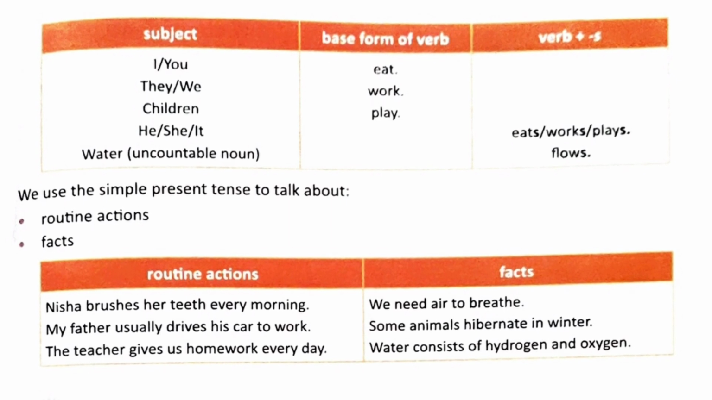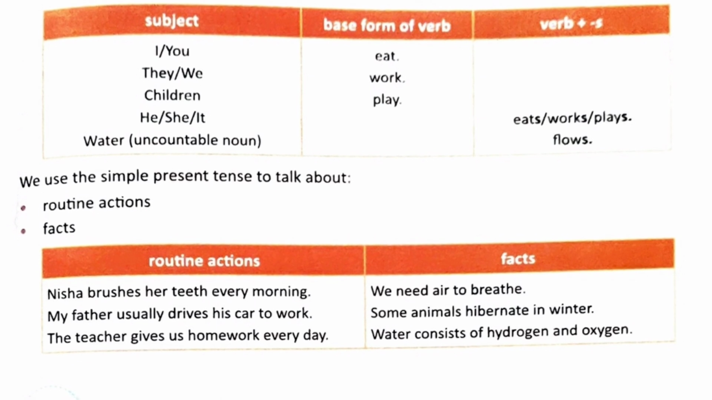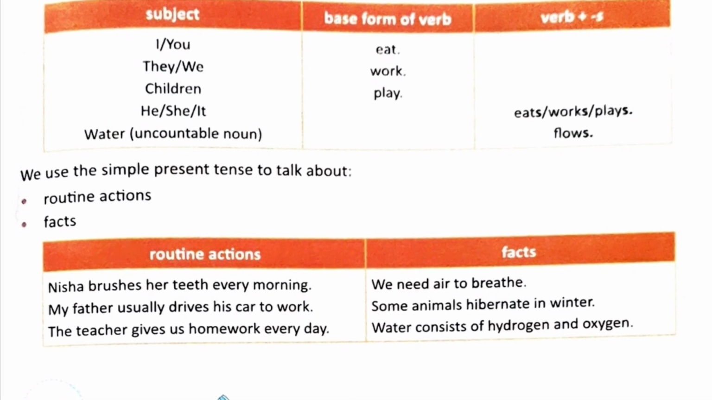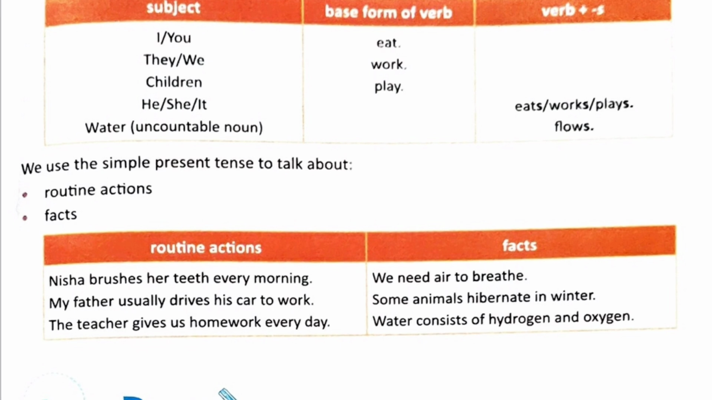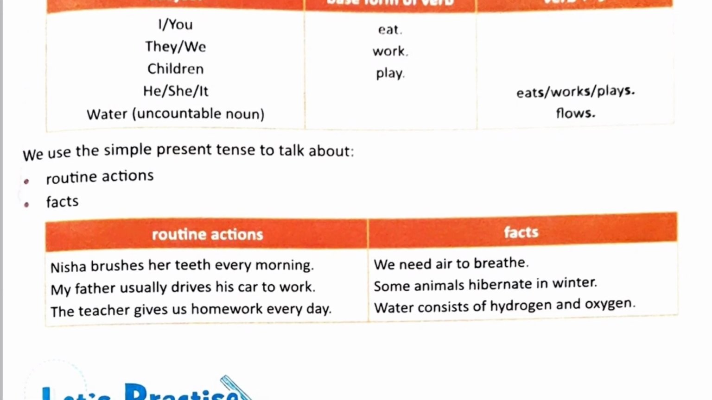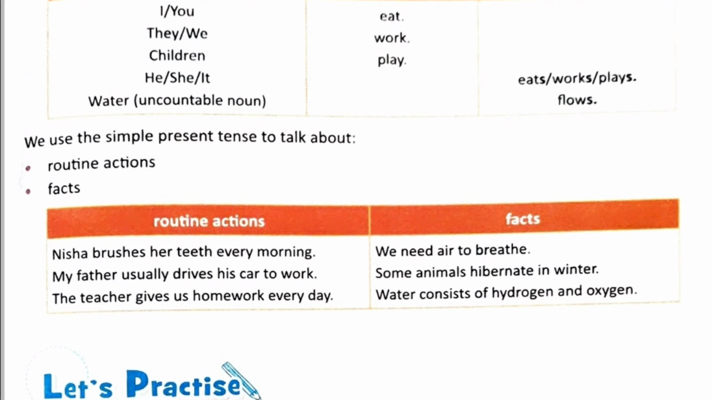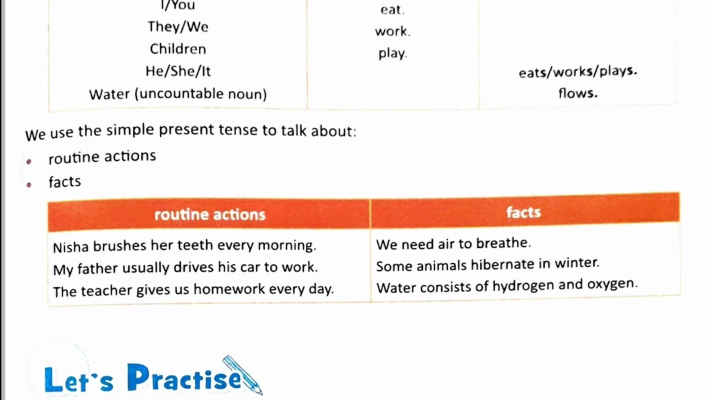In the second column we can see the facts written. Facts are statements which cannot be changed, which stand true in all conditions. For example, we need air to breathe. Some animals hibernate in winter. Similarly, water consists of hydrogen and oxygen.